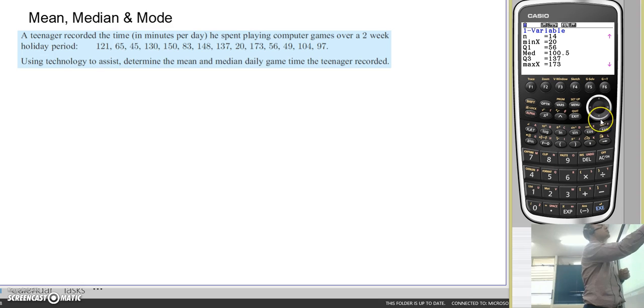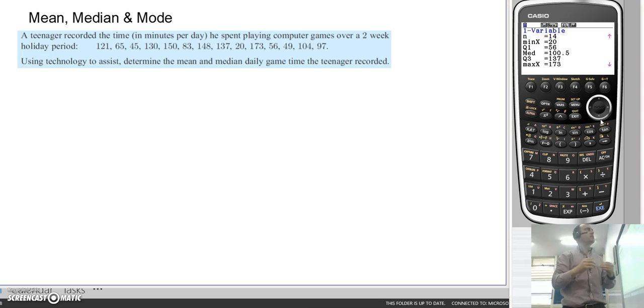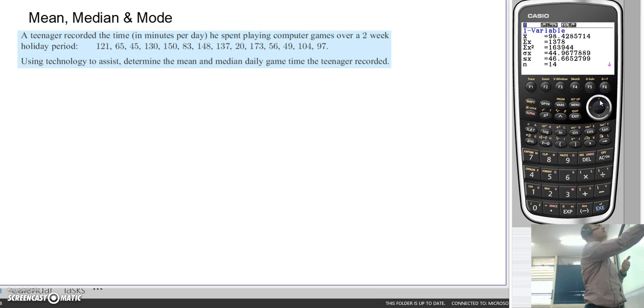And then we get into our next piece, which is the 5-number summary. The minimum, Q1 is the lower quartile, or the 25th percent. The median is 100.5, so that was the other part we had to calculate. Q3 is the upper quartile, and max is the maximum value. So we can see that the median, straight from our calculator, is 100.5, and the mean is 98.43.